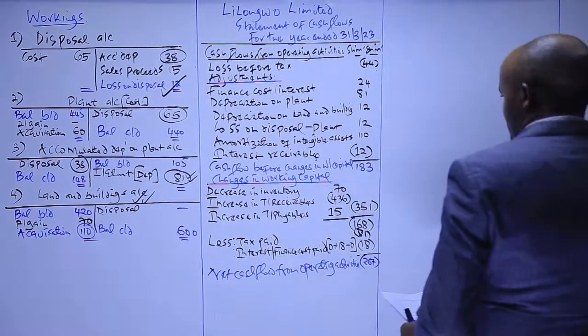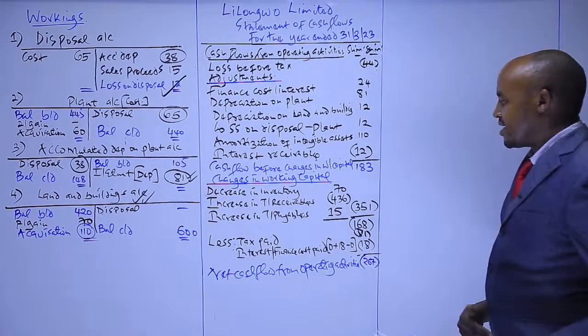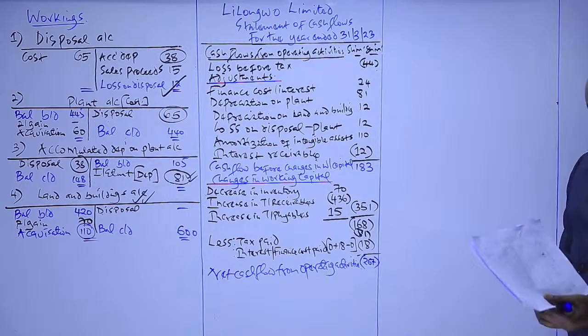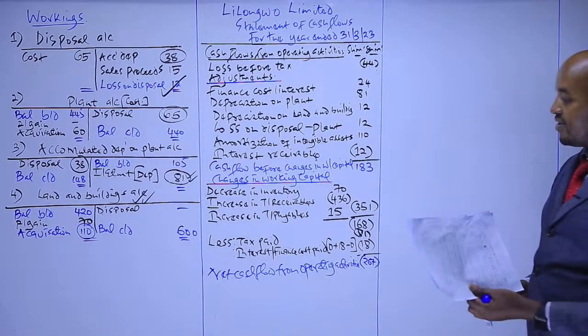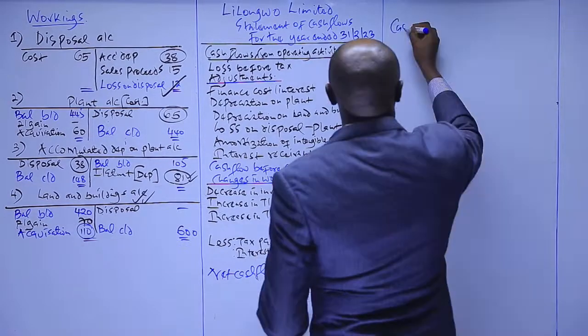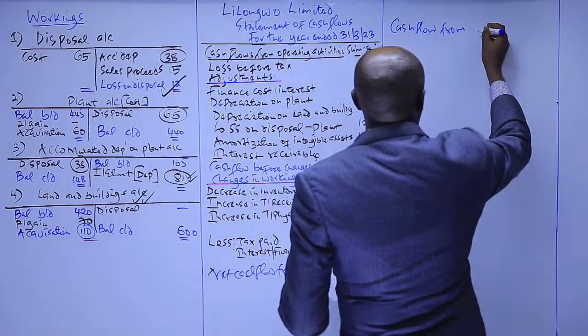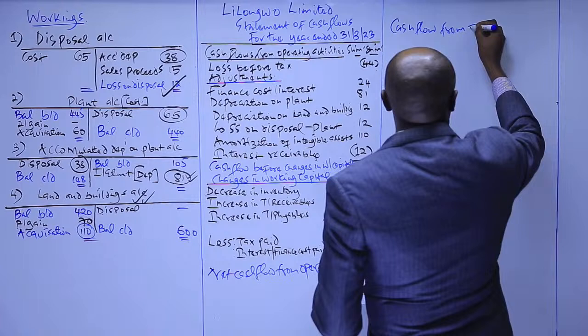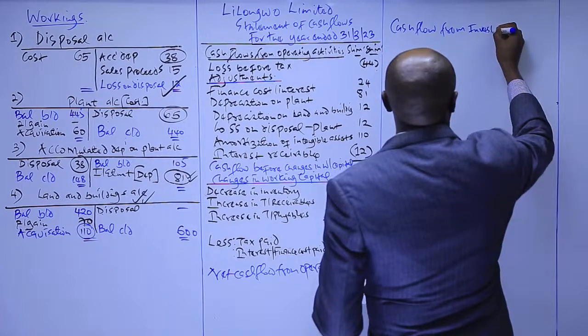So having determined that, then we proceed, and now we determine the cash flow from the investing activities, and the cash flow from financing activities. So let's start by determining the cash flows from investing activities.